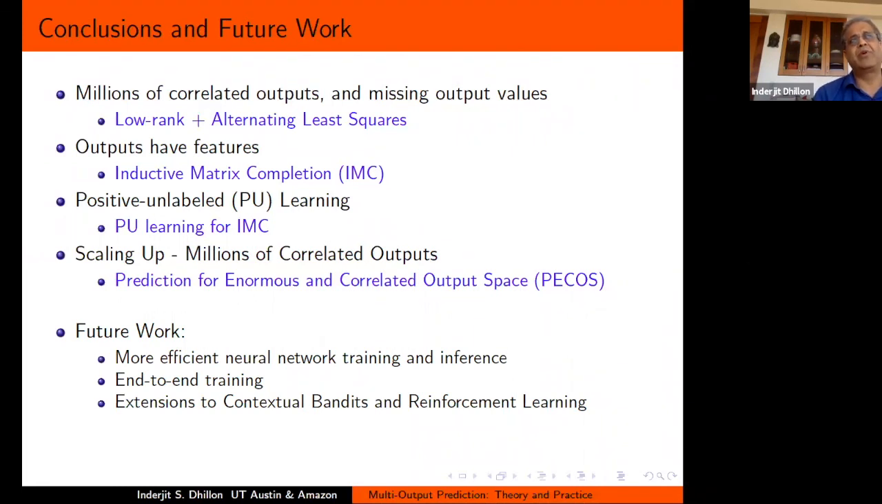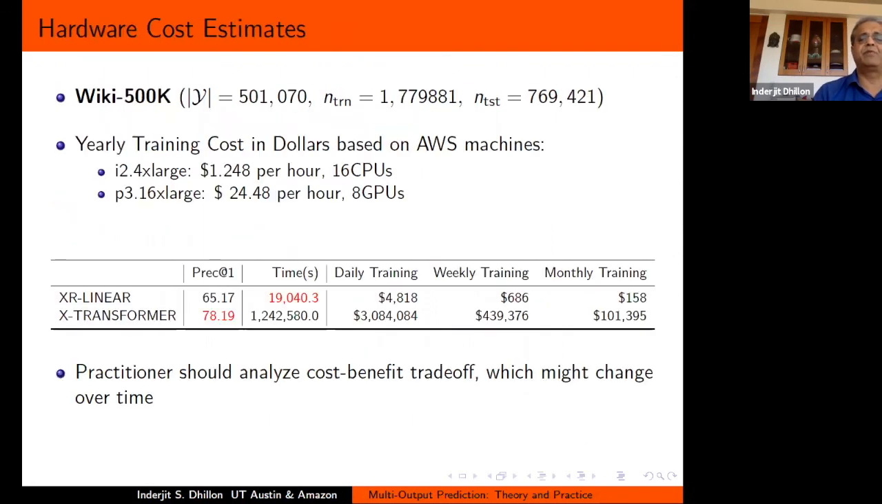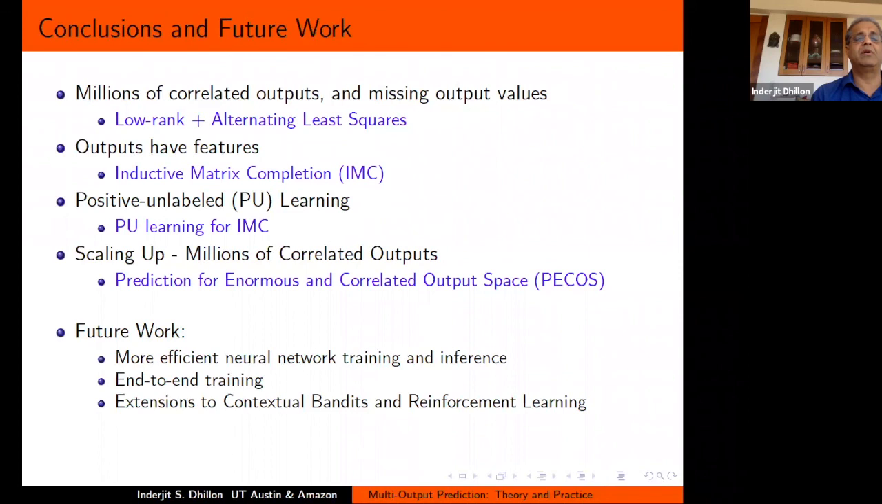And there's still a lot to be done. I gave you the cost for neural network training, but that is really a cost in time, right? So if there is better, more efficient hardware that you can use, you can try and do more efficient neural network training and inference. One question is, in the PECOS method, even though we have something which is indexing and matching, can we do end-to-end training? And then instead of just ranking, if we are trying to deploy it in a real system, can we actually have extensions to contextual bandits and to reinforcement learning?